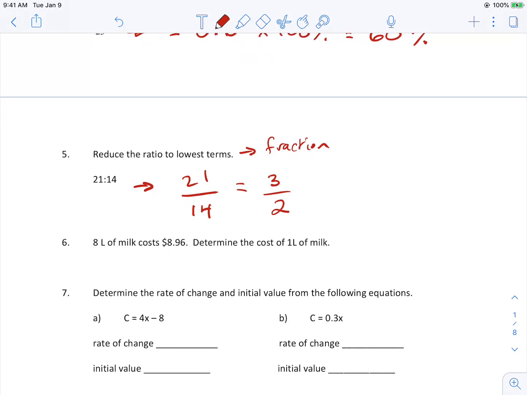Okay, here it says 8 liters of milk costs $8.96. So 8 liters equals $8.96. How much is 1 liter of milk then? I want to figure out what's 1 liter. So if 8 liters is $8.96, 1 liter is what? Well, we don't know, so we'll put a little x there. And now you need to look at something called cross multiplication. Hopefully we're good at this. So what do we do there?